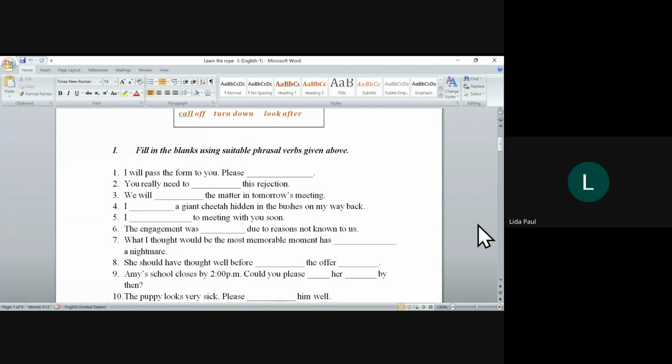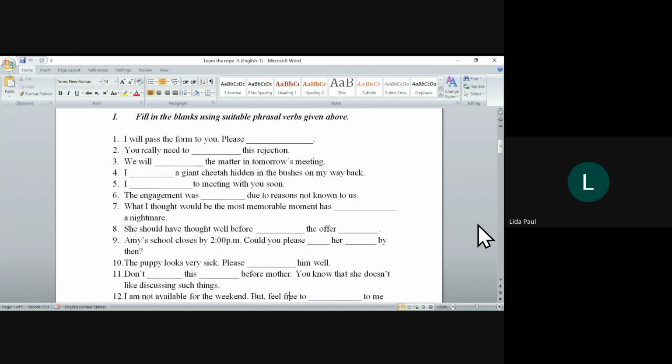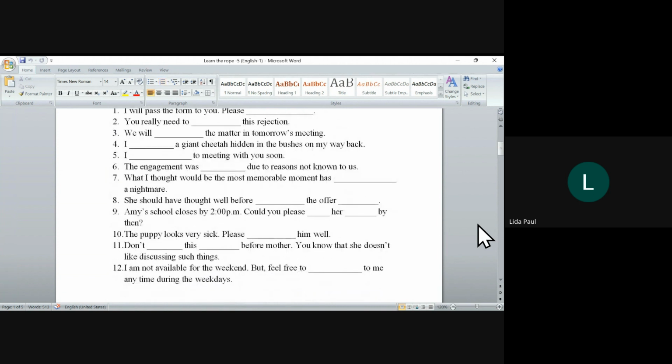Seventh one: What I thought would be the most memorable moment has dash a nightmare. Turn down? Turned down. No, not turned down. But turn is there. Yes, yeah. Someone has answered it already. Turned into. Right? Turned into. Correct, Naman.